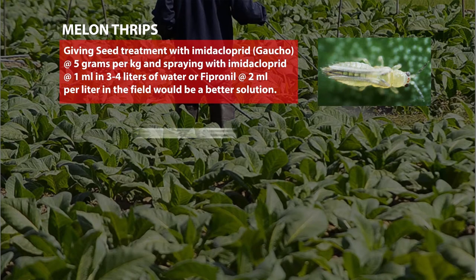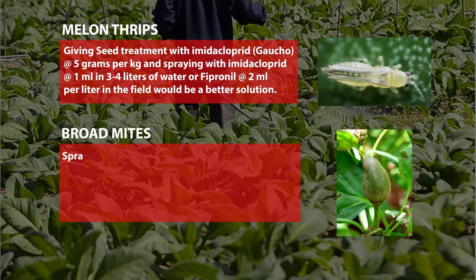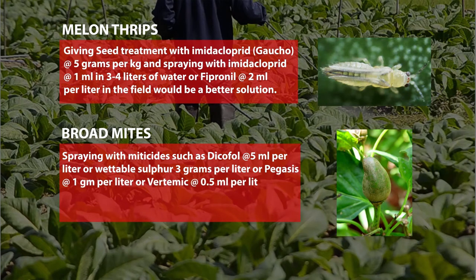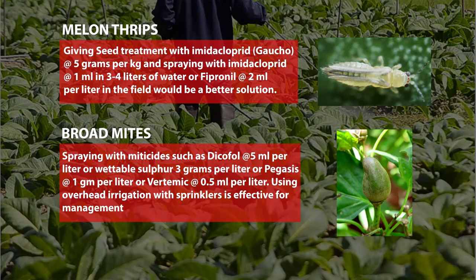Broad mites. Spraying with miticides such as dicofol at the rate of 5 ml per liter, or wettable sulfur at 3 grams per liter, or Pegasus at the rate of 1 gram per liter, or Vertimec at the rate of 0.5 ml per liter. Using overhead irrigation with sprinklers is effective for management of mites.